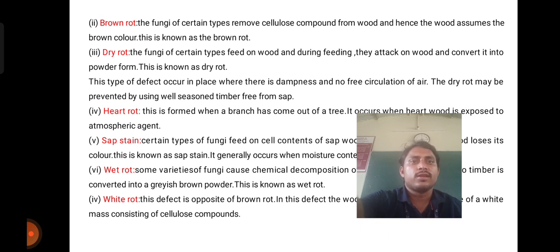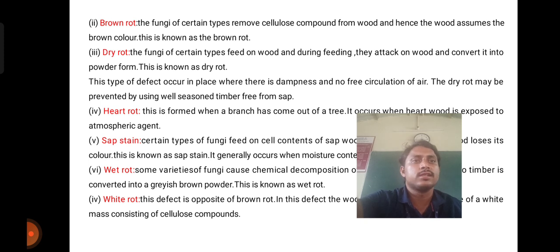So the brown rot will appear in the portion of sapwood. The color changes to brown. When the brown color appears, it means the moisture content, when we are absorbing more than 20 percent, then it will be converted into a brown rot.